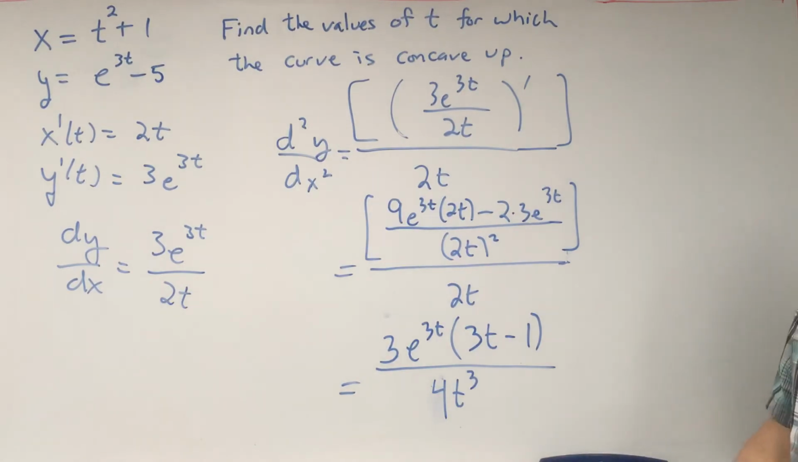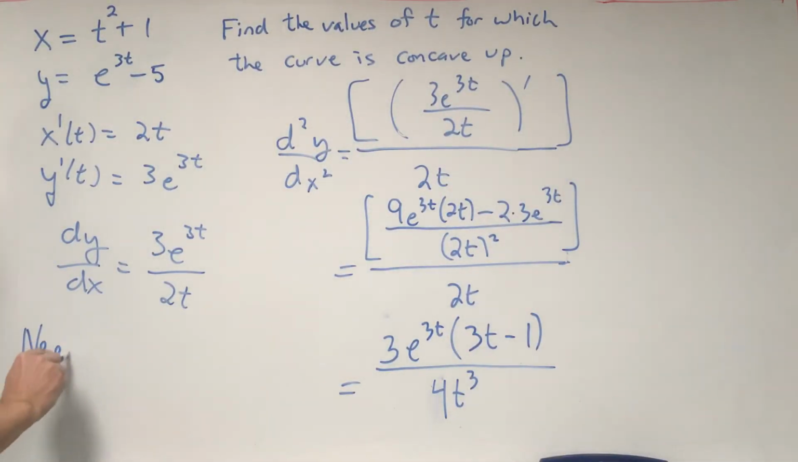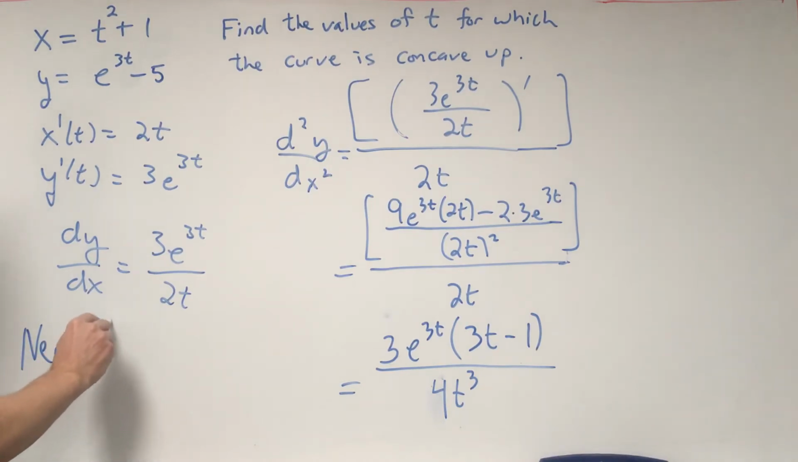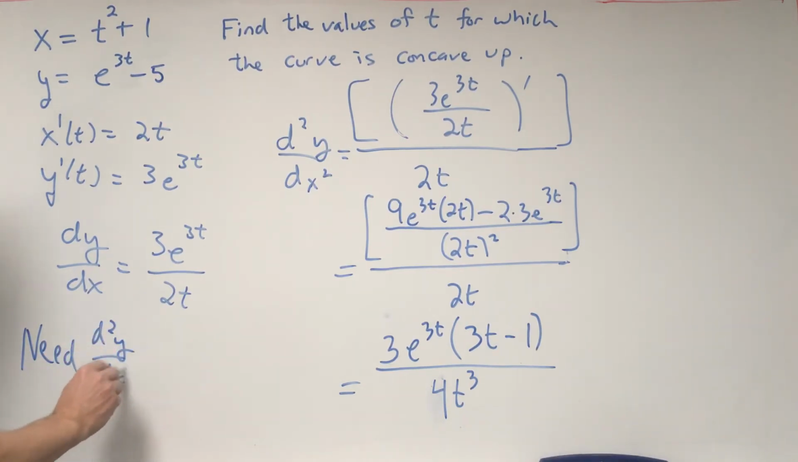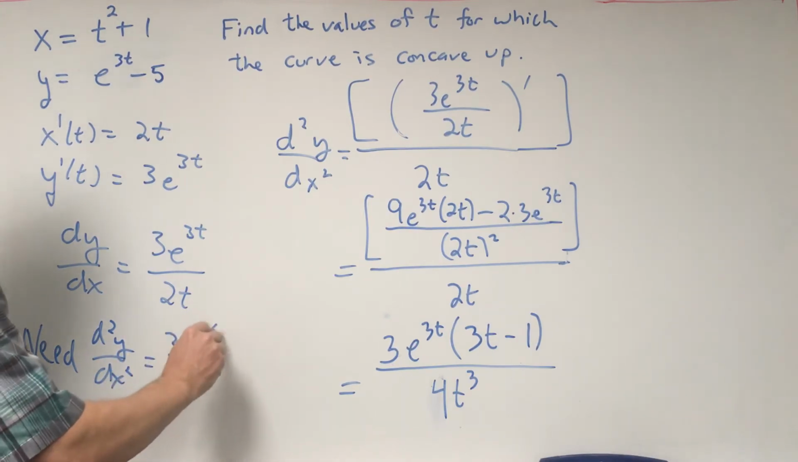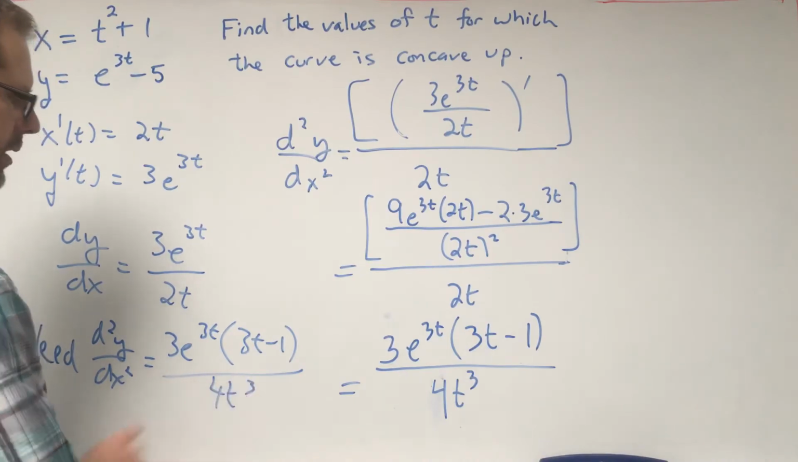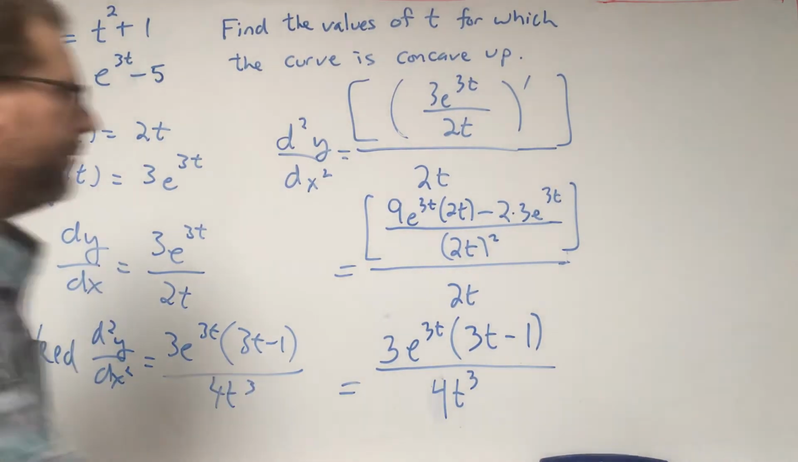Now we're ready to actually answer the given question. Find the values of t for which the curve is concave up. What we need is this fella right here to be greater than 0. So let's make a note of that. So we need d squared y dx squared, which is equal to 3e to the 3t times 3t minus 1 over 4t cubed. We need that to be greater than 0.